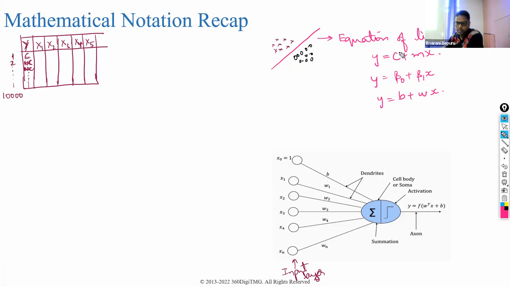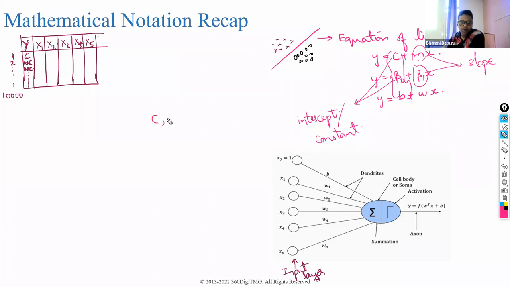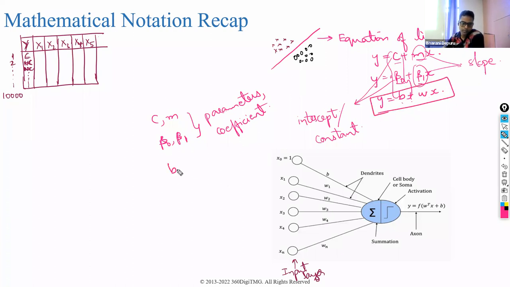Everywhere you have c or beta naught or b, all these are called as what? Intercept values, constant values. This is given a special name called as intercept or a constant. And this m or beta 1 are called as slope. The c and m, or beta naught and beta 1, are also called as parameters or coefficient values. On similar lines, when it comes to neural networks, you have B and W. B and W, they are also called as parameters or coefficient values.